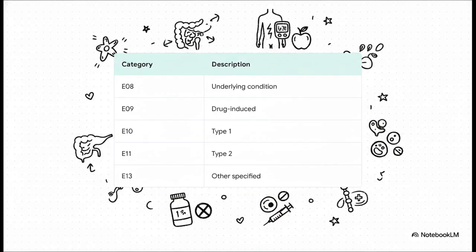You've got E11 for your classic insulin-resistant type 2 patients and E10 for type 1 autoimmune cases. But please, don't overlook E08 when an underlying condition, like chronic pancreatitis, for example, is the real culprit, or E09 for diabetes triggered by long-term steroid use or chemotherapy. Truly, memorizing this block is step 1 to absolute coding efficiency.